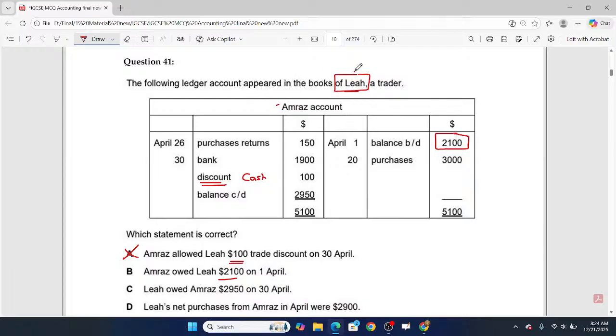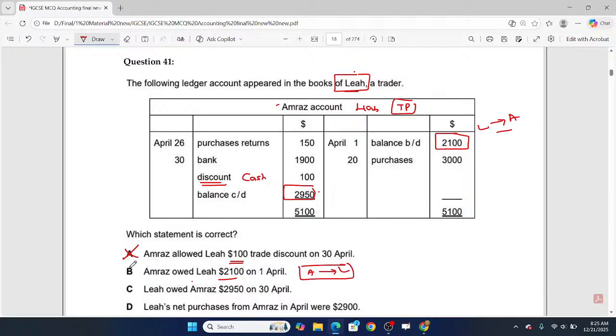In the books of Lee, if the balance appears on the credit side, what does it mean? Lee is liable to pay. It's a liability. Ambras is a liability account, or trade payables account. Trade payables means Lee has to pay Ambras. Here, "Ambras owed to Lee" means Ambras has to pay Lee. That's how the statement is given.